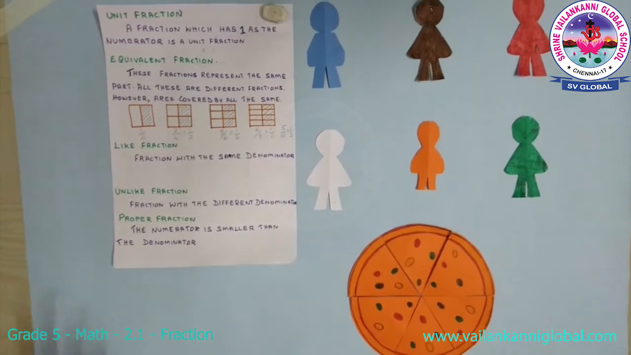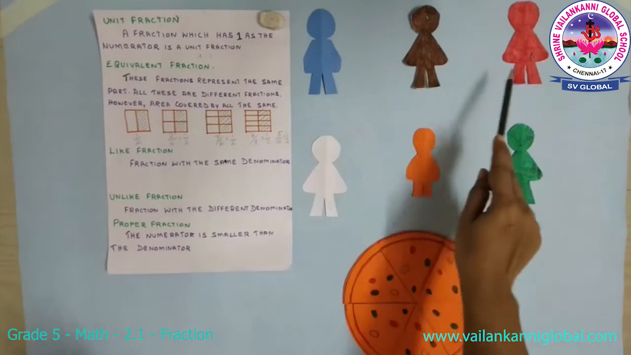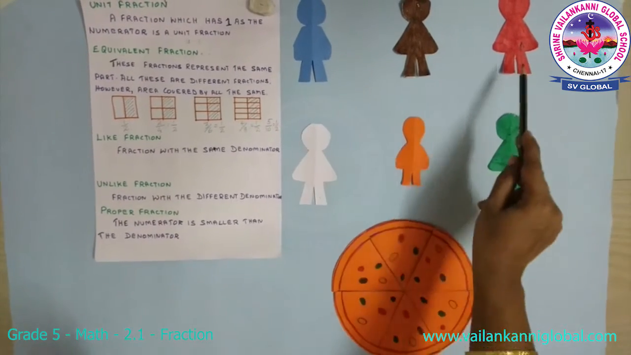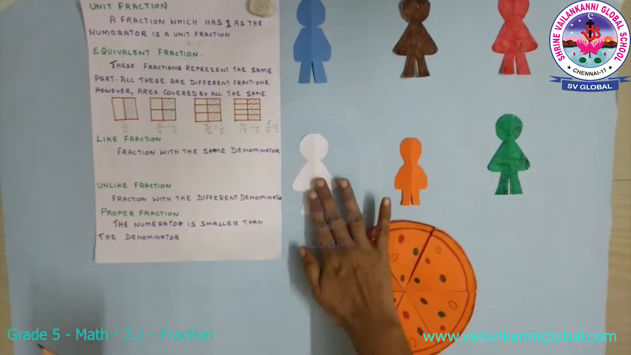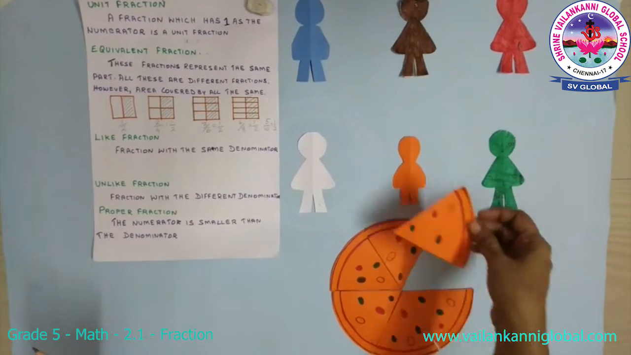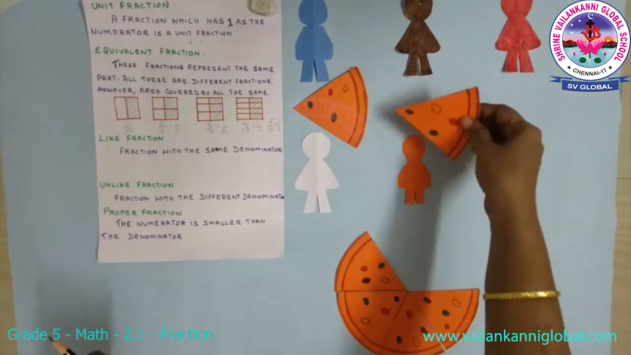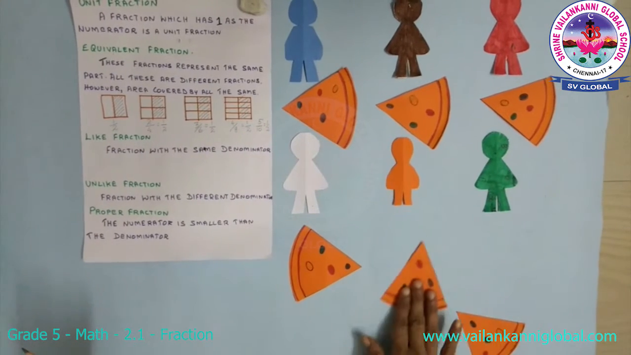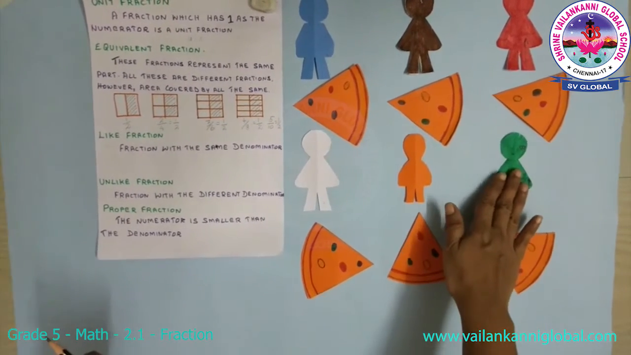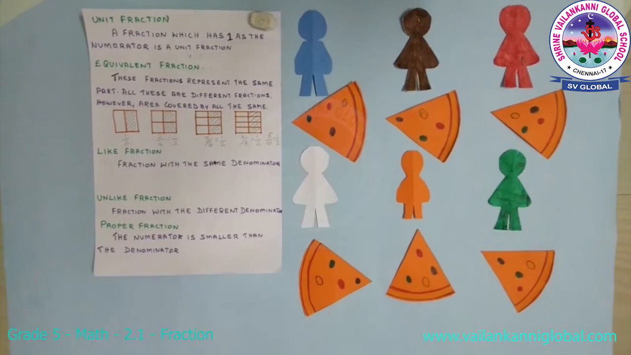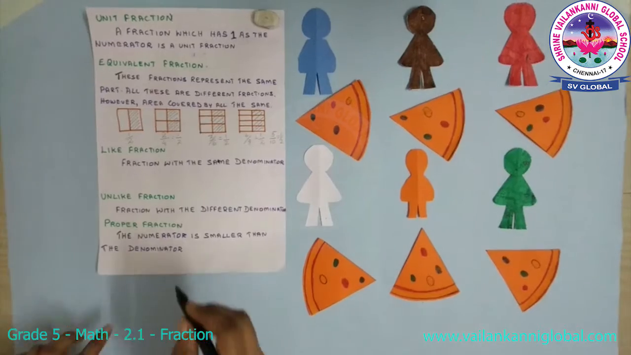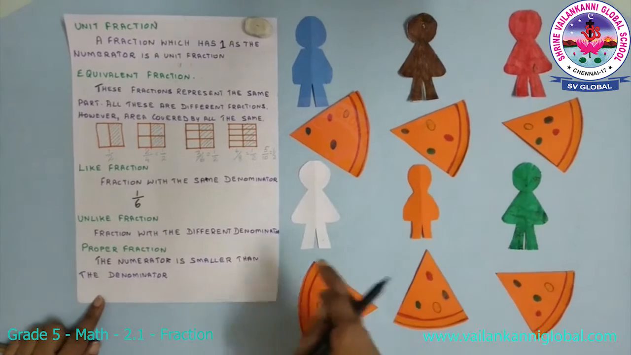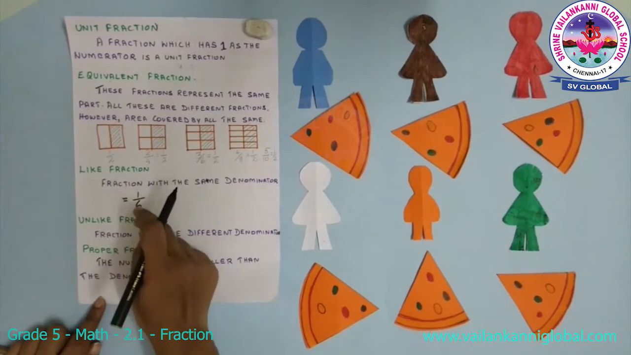Here there are 6 persons, and we are going to share this pizza with those 6 persons. So each one will be getting one pizza piece, isn't it? 1, 2, 3, 4, 5 and 6. So each one is getting the fraction 1 by 6. Each one is getting one piece, so you can write it as 1 by 6.